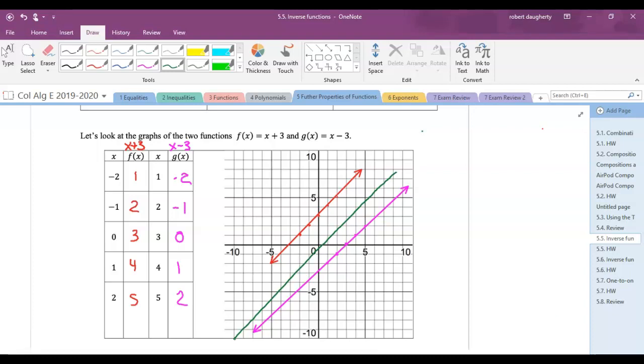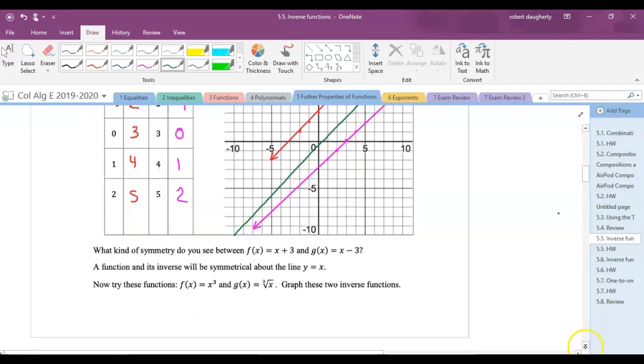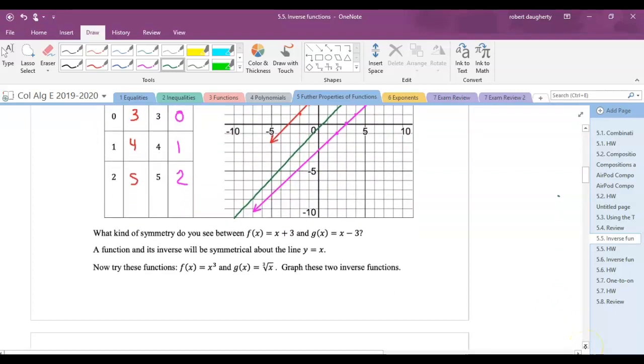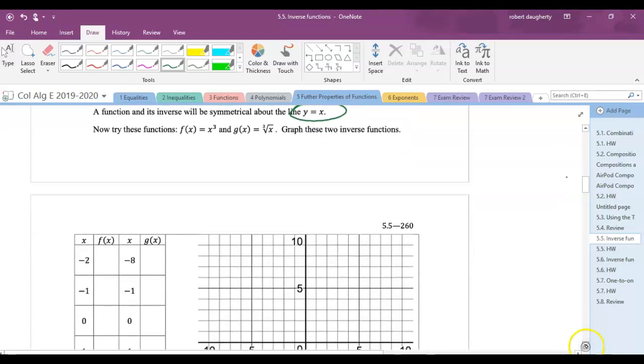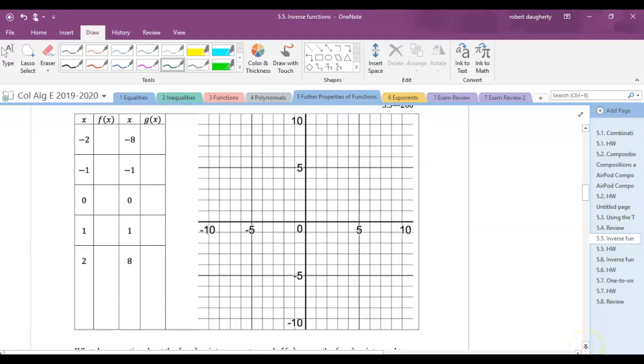So it's just changing the role of x and y. What kind of symmetry do we see? This is symmetrical about that line. That line that goes straight through the diagonal is y equals x. So inverse functions are symmetric about that line. Let's graph one more and look at its inverse and see what's happening.